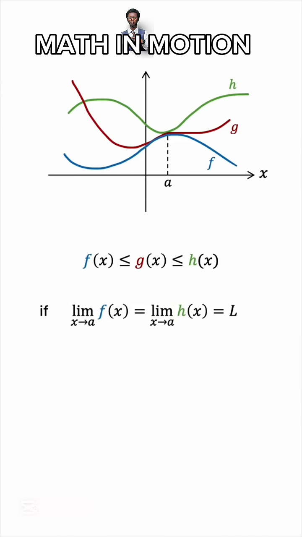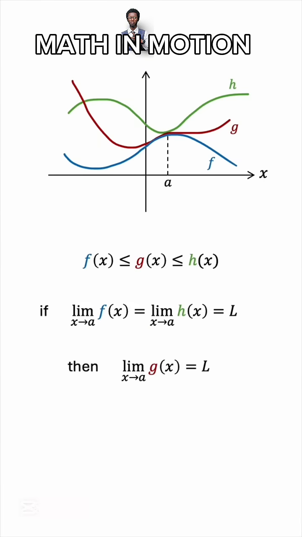Say we have 3 functions, f, g, and h, such that near a certain x value a, g is enclosed below by f and above by h. The squeeze theorem states that if the limit as x approaches a of the top function and bottom function is equal to some L, then the middle function must have the same limit.